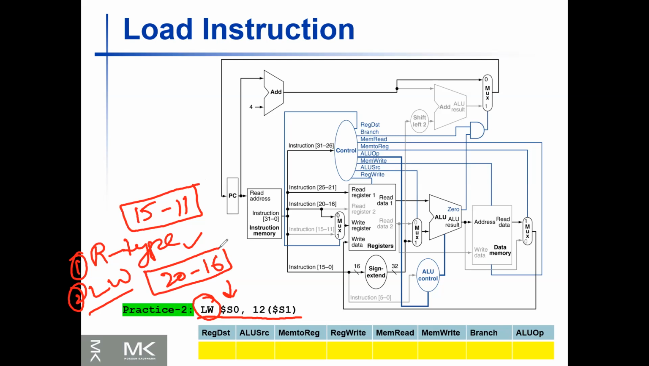Okay, so what should be the register destination value now? Because we have to write, here we have to choose this one, correct? So what should be the value now? 0. 0, because it is this one. This signal will be 0. The reason is that bits 16 to 20 will tell the register number, so it will be 0. Is it clear to all? Yes. Yes. 0.